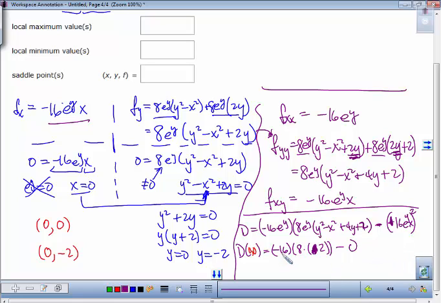What do we have left? We have a negative 16 times positive 16. So negative and positive is negative. I think this is going to be a negative. So it looks like we got ourselves a saddle point here. So it looks like we got 0, 0.